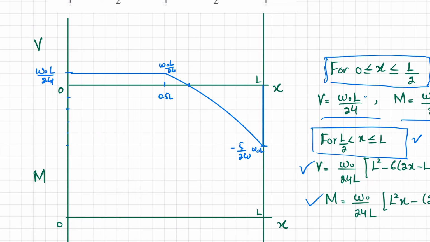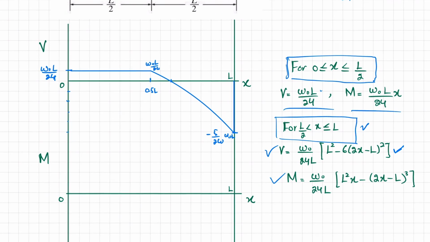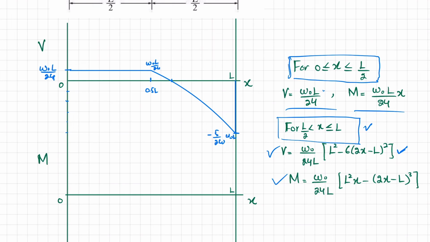Okay. Now we will move toward the bending moment. So at bending moment, x is greater or equal to 0 and less or equal to L/2. If you put x is equal to 0, moment will be 0. Okay, at x is equal to 0.5 L, you have to put it in this equation. So your moment will come out to be 0.0208 W naught L square.